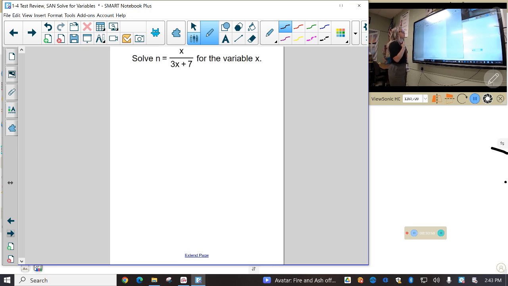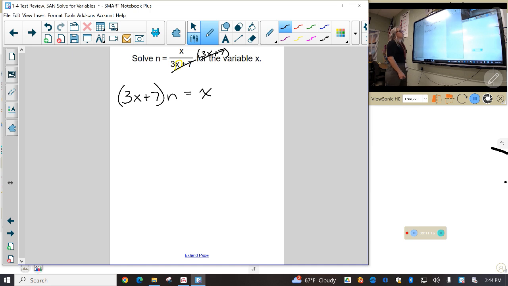All right, so solve for x. We talked about this just a little bit ago. We're solving this for x. If the variable you're solving for is in the denominator, multiply by the denominator. So I'm going to multiply both sides by 3x plus 7. So I have 3x plus 7 times n, and then that's just going to cancel.